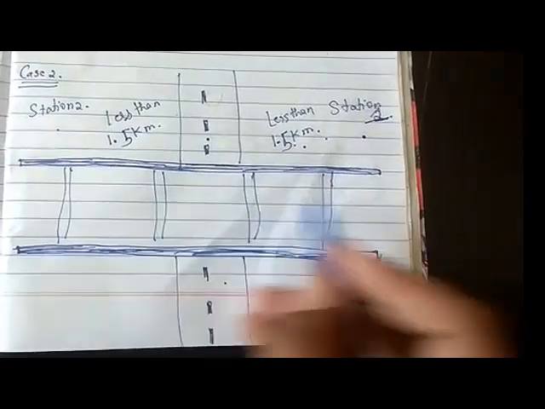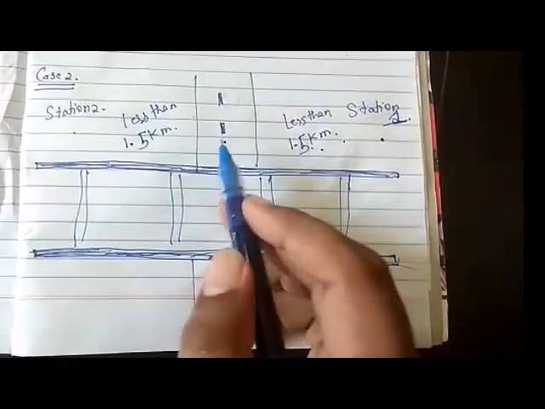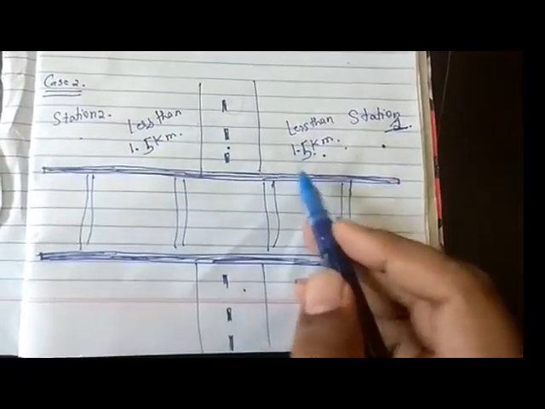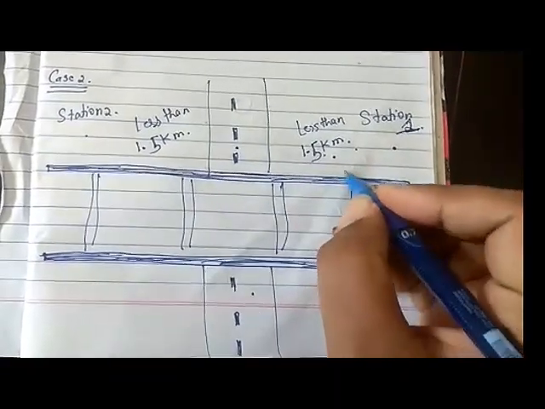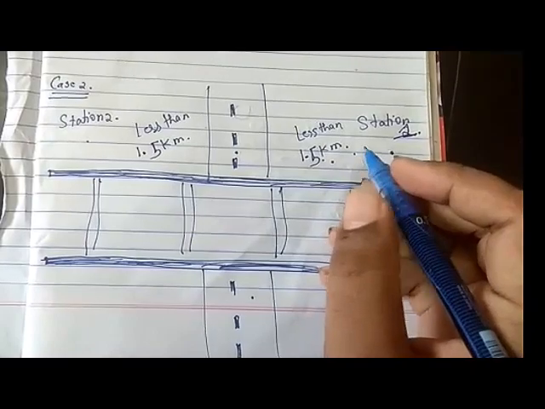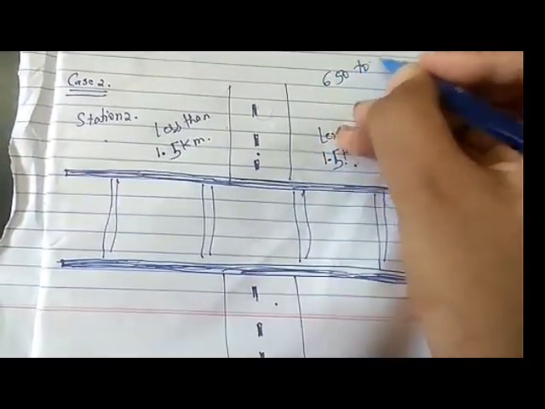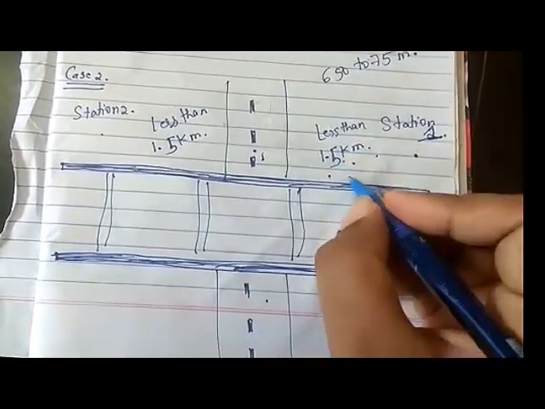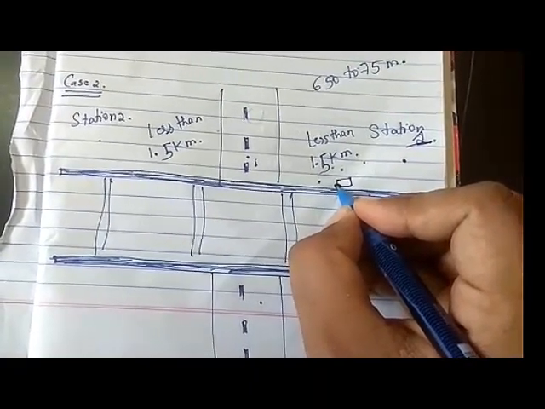This is case 2. So this is the railway track, this is the level crossing. In case 2, the level crossing is at a distance of less than 1.5 km from station 2 and less than 1.5 km from station 1. So in this case we will be placing a sensor approximately 650 to 750 meters from the level crossing. For example, we will place the sensor over here, that is 650 to 750 meters.